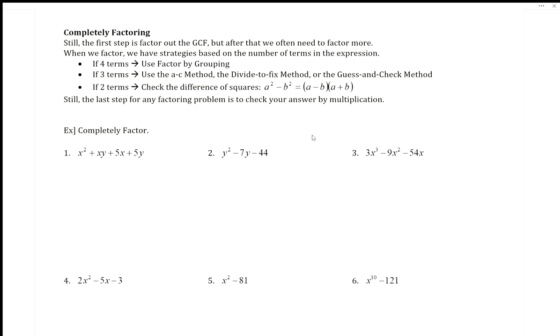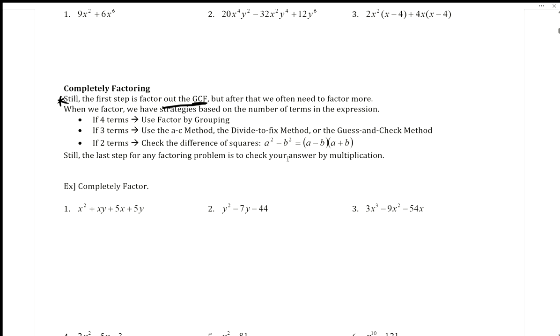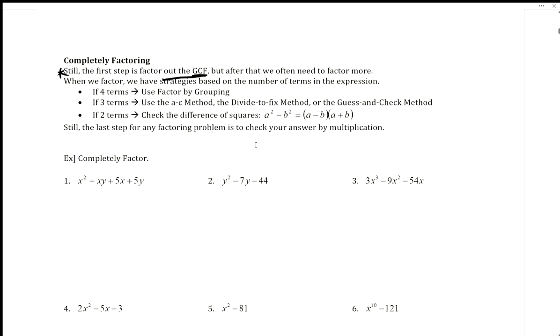When we factor, our first step is to always try to factor out a GCF if there is one. So we always do that first if it's there. That's like our ones up here where we're able to factor out something from every single term. After that, we start to look at the number of terms left over.